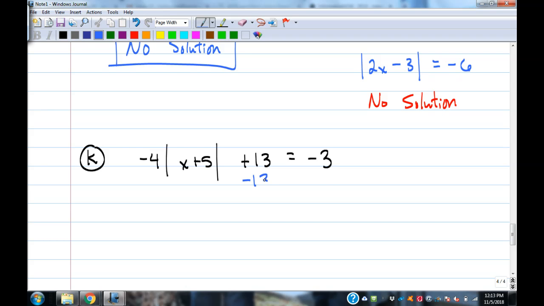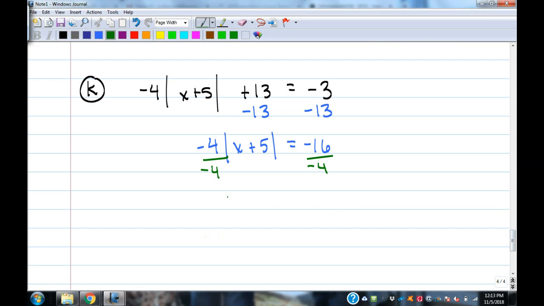Subtract 13. Good job, guys. You would not believe how infinitely better you guys are at solving equations than you were 2 months ago. What's negative 3 minus 13? Negative 16. Okay. Is absolute value by itself yet? No. What else has happened? Not multiply by 4. Divide. They're multiplying, so we're going to divide by 4. Negative 4. That's a negative 4. So I'm going to divide by negative 4.